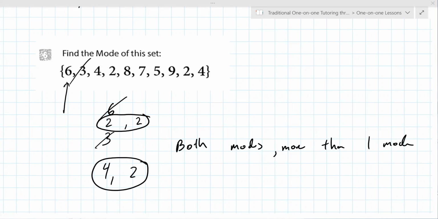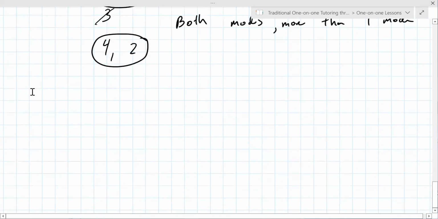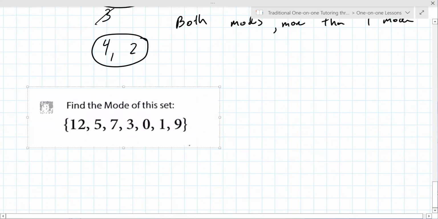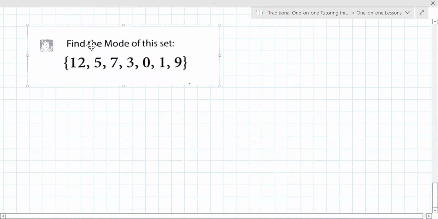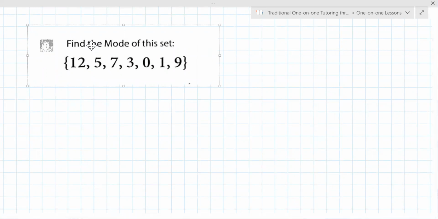So let's look at the last one here. Let's look at number 9. Another mode. See how we're doing all the mode problems in a row? That'll help you down the road. So go ahead and look at this data set and let me know what you think.